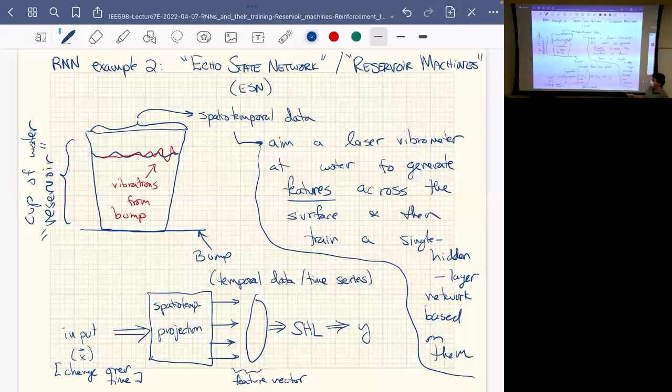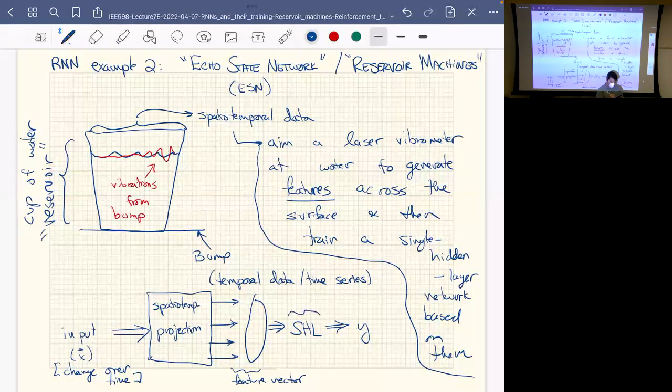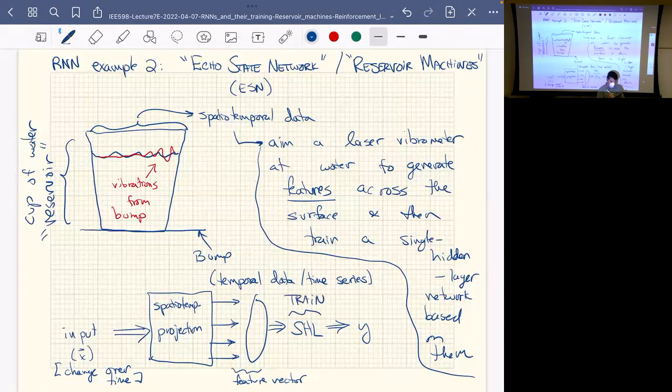And so now I can put in time series, like, is this a certain note, is this a C note or a D note or whatever, and I can build classifiers for that. And all I have to train is this. So train that right there. We know how to train single hidden layer networks. You can do that with gradient descent, or just with pseudo inverses, like least squares methods. So this training task is pretty easy. So how do we generate this spatiotemporal projection? Well, that's where the recurrent neural networks come into play.